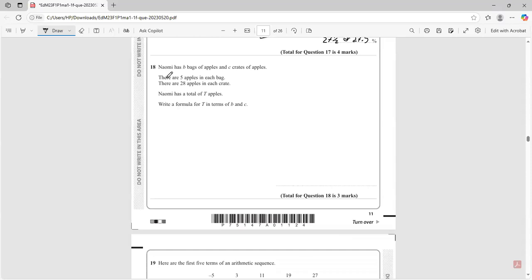So now Naomi has B bags of apples and C crates of apples. Oh, one is bags and the other is crates. Nice one. It says that there are 5 apples in each bag, 28 apples in each crate. Naomi has a total of T apples. It says write a formula for T in terms of B and C.